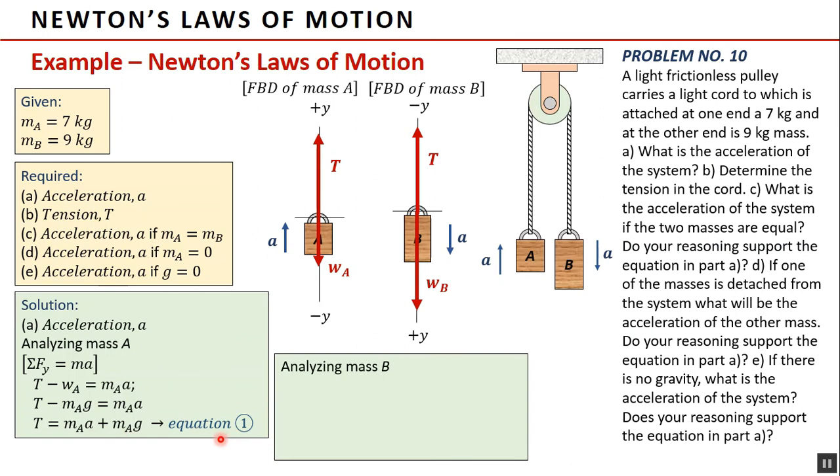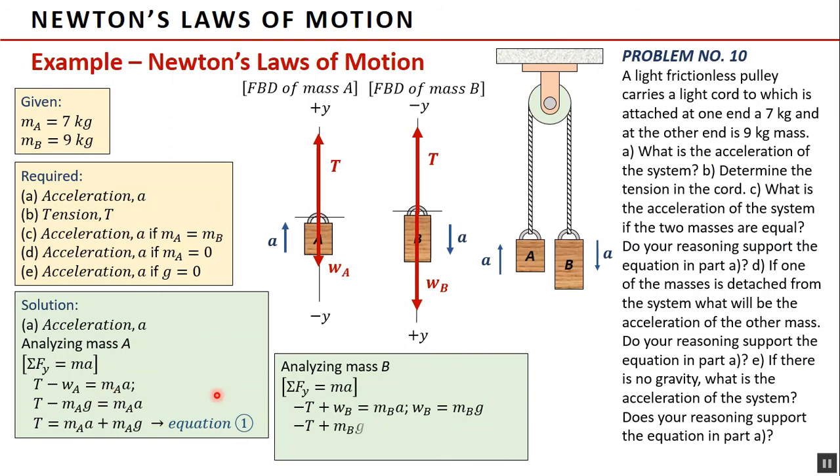Next, we analyze mass B. We use again Newton's second law. So summation of force along y-axis is equal to mass times acceleration. From the FBD, the forces acting along y-axis are negative tension T plus weight WB, then equate this to mass of B times acceleration. Notice that our tension becomes negative, since in our FBD, this tension is towards negative y-axis, and WB is positive since it is toward positive y-axis. I hope you see the difference between these two expressions.